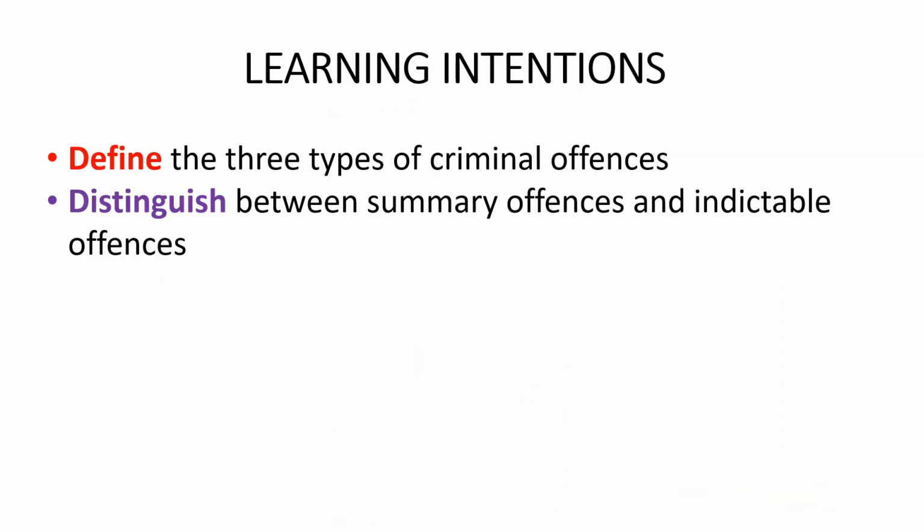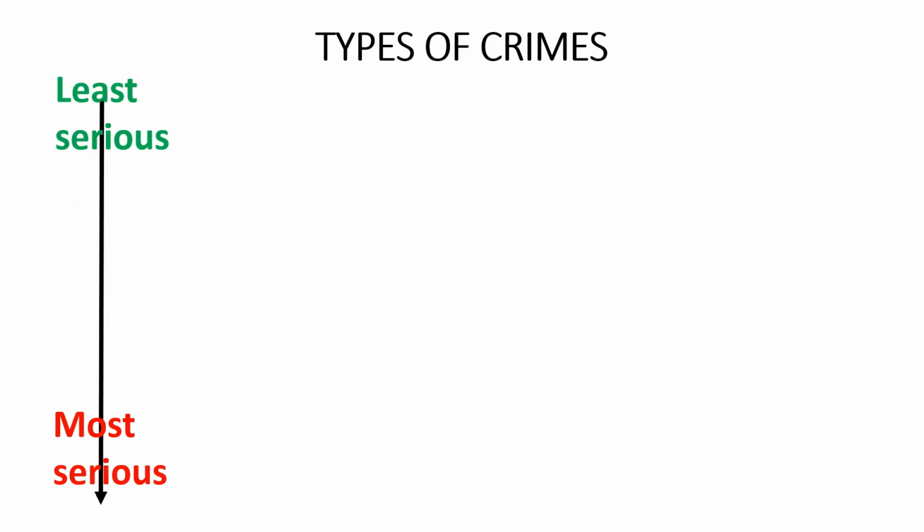This slide sets out our learning intentions for this video. Our first learning intention is that you need to be able to define the 3 types of criminal offences. Our second learning intention is that you need to be able to distinguish between summary offences and indictable offences. Write these learning intentions down in your Cornell notes. The 3 types of criminal offences or crimes are summary offences, indictable offences, and indictable offences heard and determined summarily.